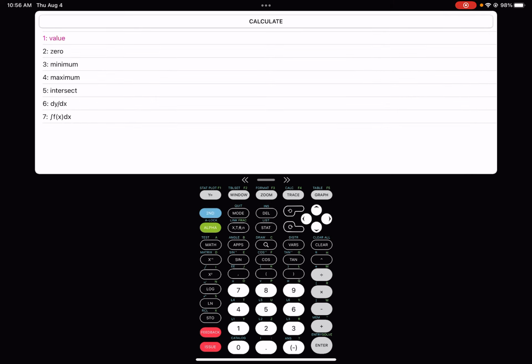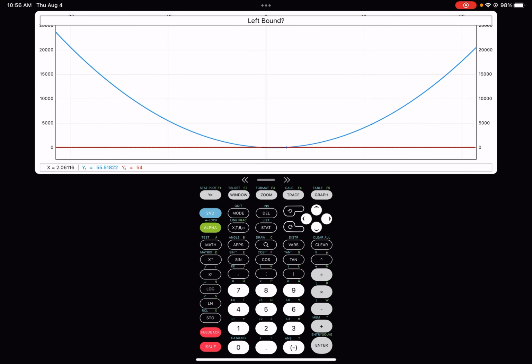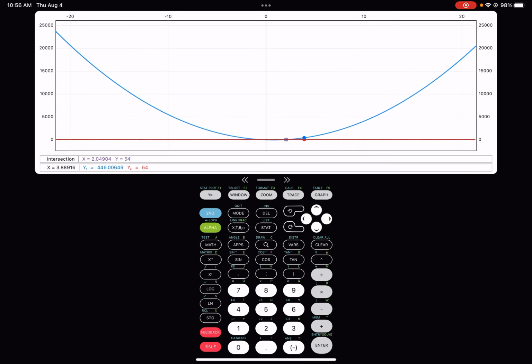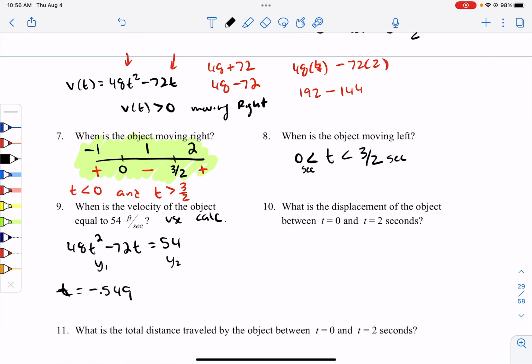And then let's find my other intersection. So let's do second calculate intersection, and I'm going to move over because this intersects twice. It's hard to see on my picture because my calculator isn't as nice functioning as yours. My other time right there, x equals 2.049. So t equals 2.049. So when is the velocity 54 feet? Well, there's two different times, at negative 0.549 seconds and at 2.049 seconds. That's where I have 54 feet velocity.